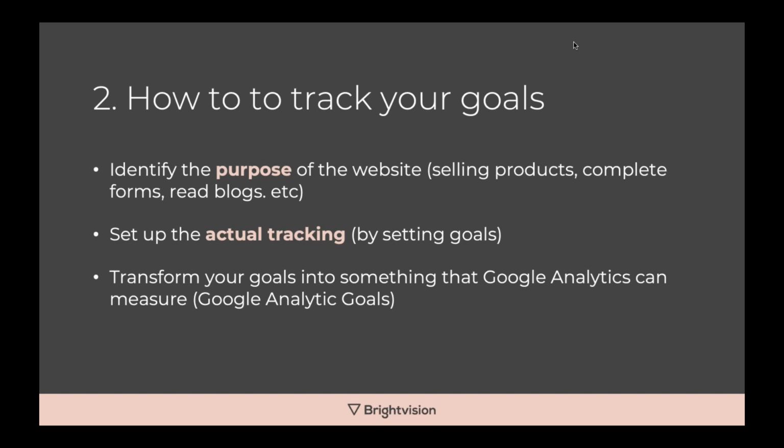Once you have decided what is important on your website and what you want your users to do, it is time to go into Google Analytics and set up the actual tracking there. Something we do by setting goals. In a Google Analytics account, you have a maximum of 20 goals. You do have a lot to work with. So what we need to do now is simply transform your goals into something that Google Analytics can measure, a Google Analytics goal.